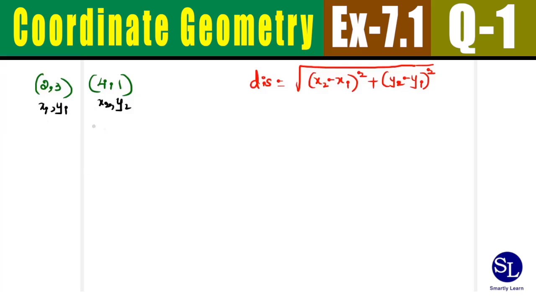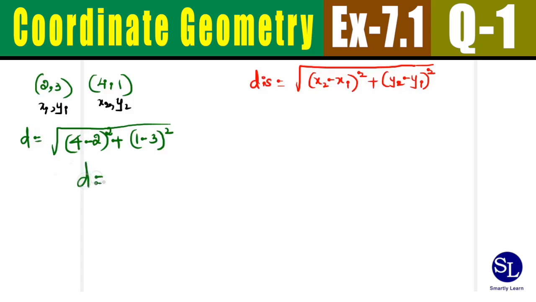So let's calculate the distance. So it is x2 which is 4 minus x1, so (4 minus 2) the whole square plus (y2 minus y1), so (1 minus 3) the whole square, which I have to place inside a square root. So this is going to be the distance. So distance is equal to square root of 4 minus 2 is 2, 2 the whole square is 4, plus minus 2 the whole square is another 4. So square root of 8, which is nothing but 2 root 2 units.